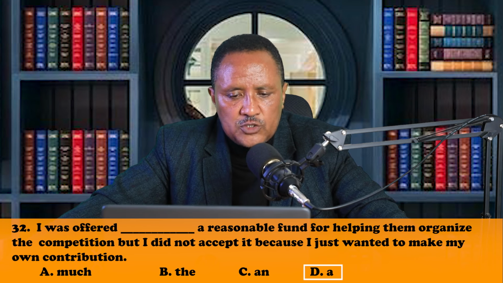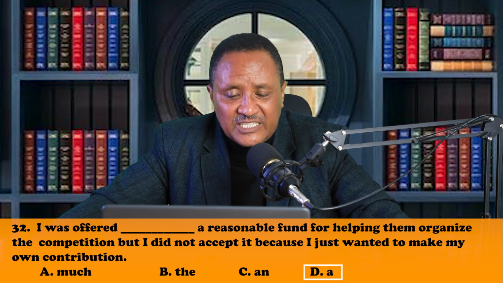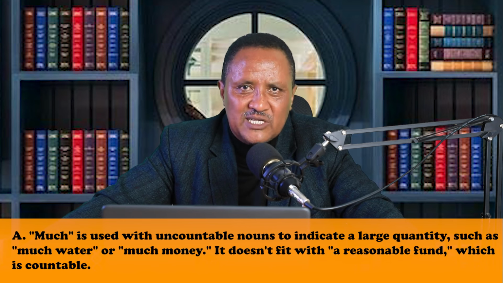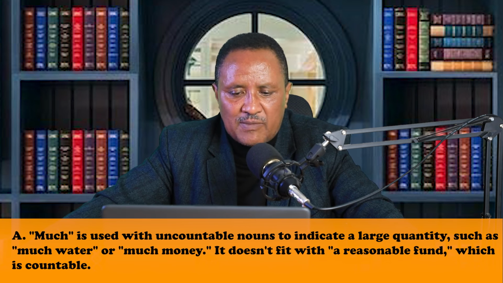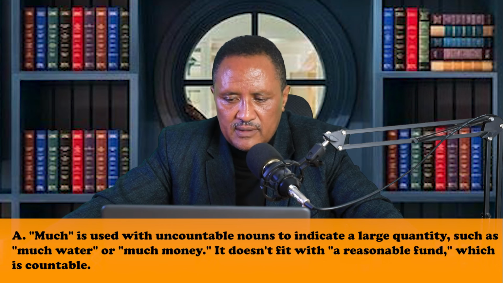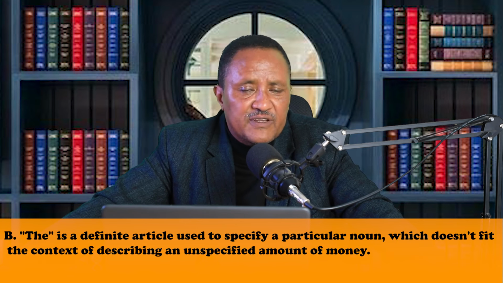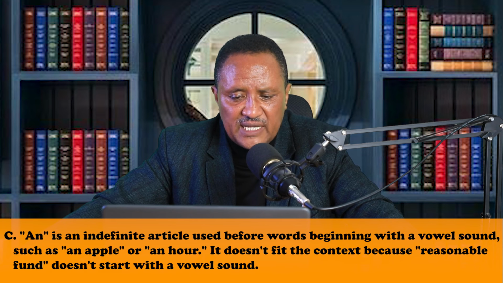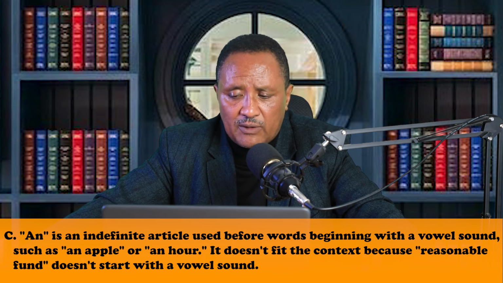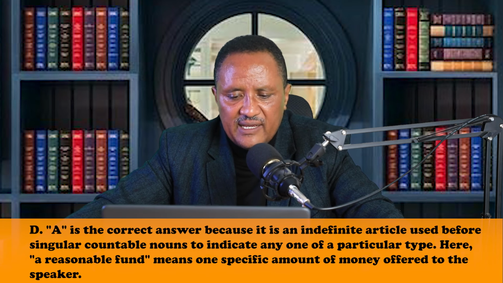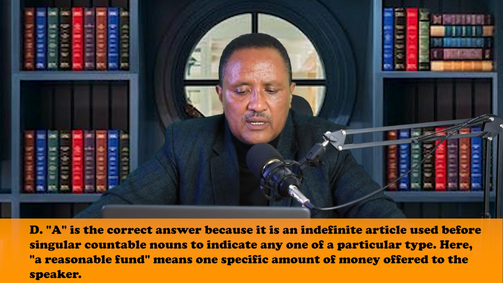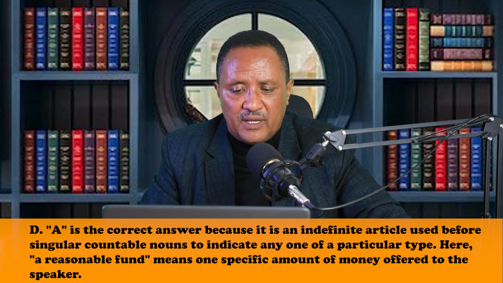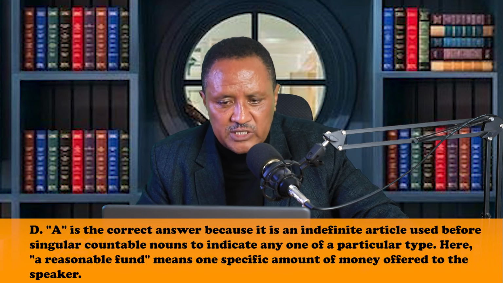So let's try to analyze why the rest of the choices, of course, cannot be answers here. For instance, whenever we're picking choice A up, much is used with uncountable nouns to indicate a large quantity, such as much water, much money. It doesn't fit with a reasonable fund, which is countable. The is a definite article used to specify a particular noun, which doesn't fit the context of describing an unspecified amount of money. C, an, is an indefinite article used before words beginning with a vowel sound, such as an apple or an owl. D, A is a correct answer because it's an indefinite article used before singular countable nouns. So it's because of this reason the indefinite article A would be a more appropriate choice. Good class. So choice D is your answer.